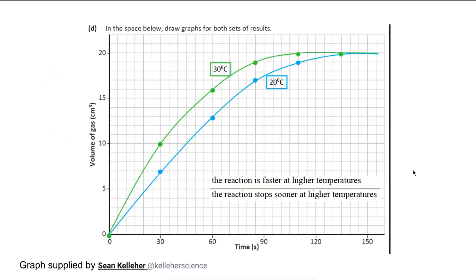You're asked to plot that information onto a graph. So the blue line, 20 degrees Celsius, gets up to the 20 centimetres cubed of gas being produced at the end. And the green line is the higher temperature, a faster rise, and it gets there sooner. Two conclusions we can make from that. The reaction is happening faster at a higher temperature, and that means the reaction will be over sooner. It stops sooner at high temperatures.